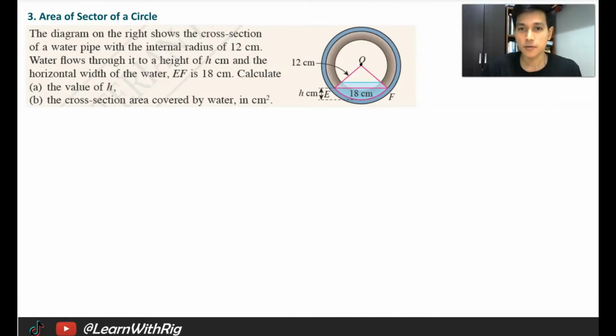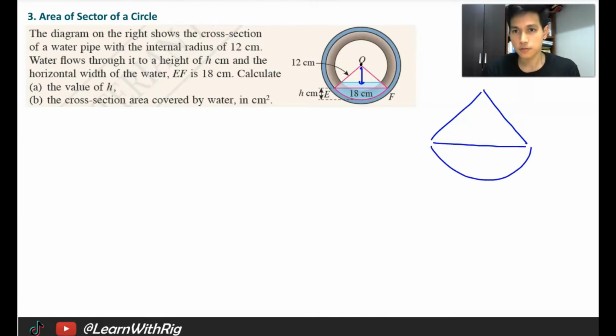We already know the radius. Now all we have to know is the height of that triangle. Let me redraw this so that you can see clearly. You want to find this height, so let's put it as x. The whole length between E and F is 18, right? If I cut it in half, it's going to be 9 here and 9 here. Correct? 9 plus 9 is 18. And the radius is 12.